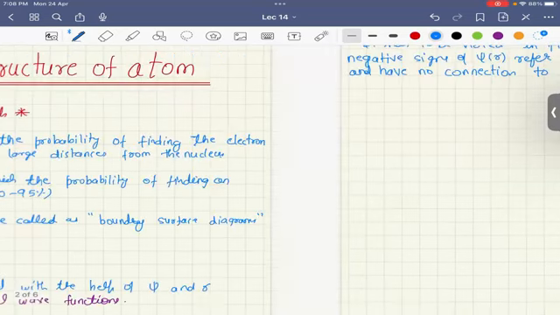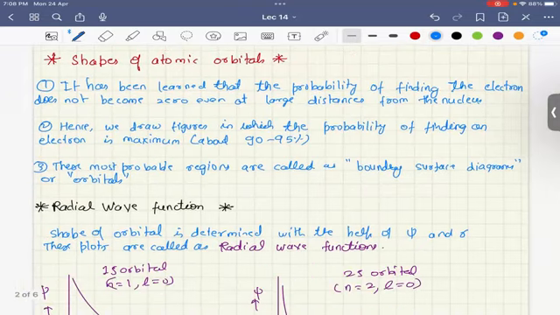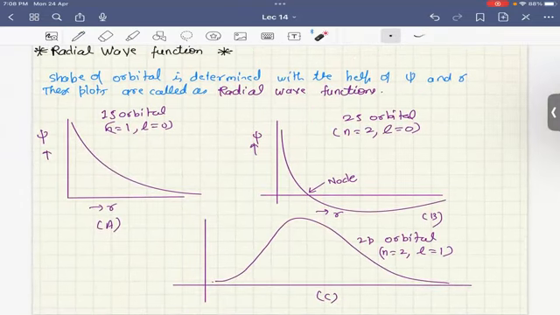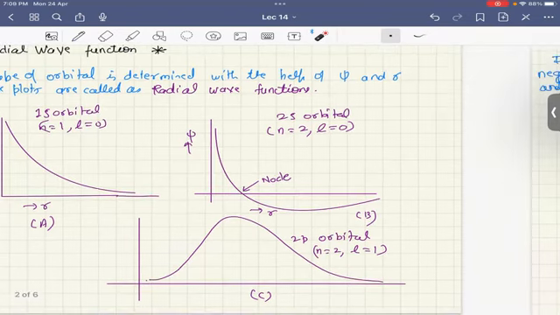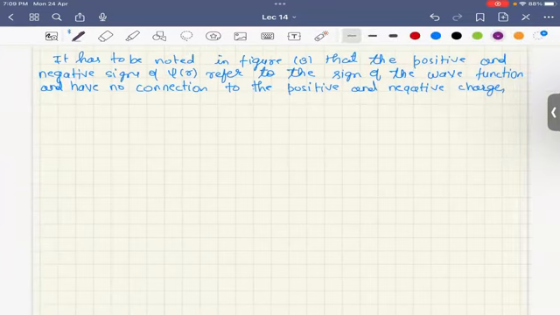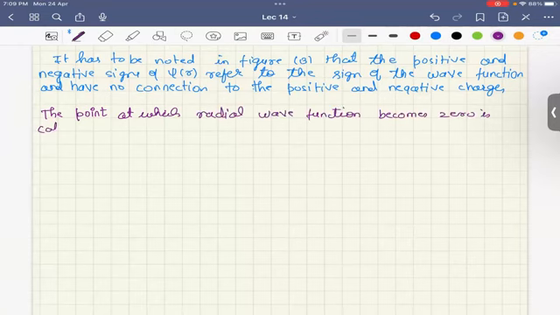As we have seen for this 2s orbital, at a point the wave function becomes zero. Here the wave function tends to zero. The point at which the radial wave function becomes zero is called a radial node surface or simply a node. This point also has to be written. The point at which the radial wave function becomes zero is called a node.